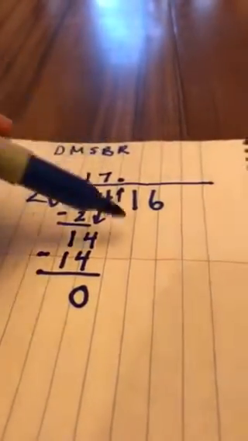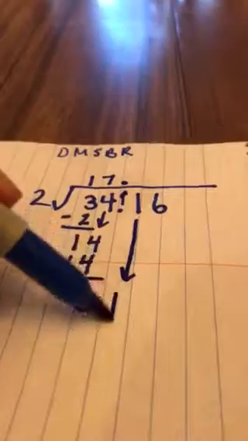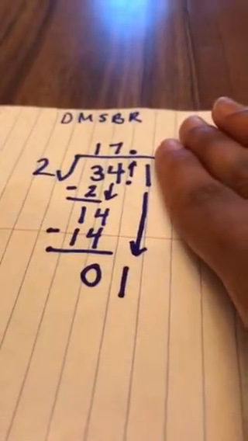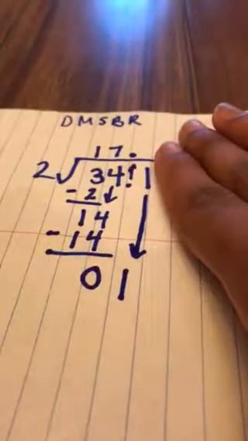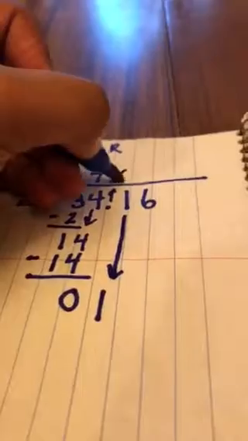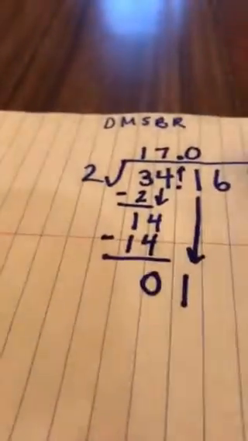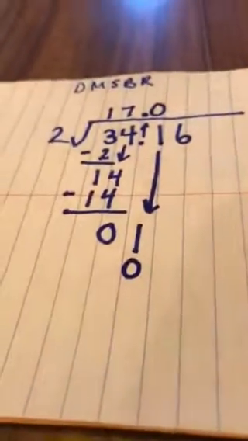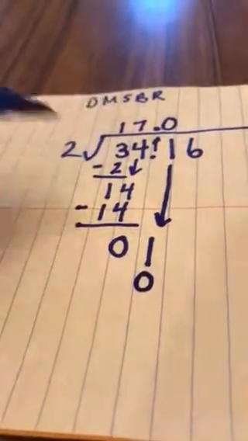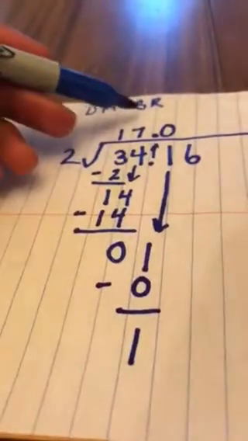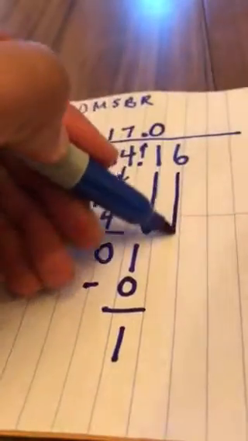But we're on the bring down step, so we're bringing down this 1. So, can 2 fit inside of 1? Well, not really. So we're going to place a 0 here. All right. Then we're on multiplication. So 0 times 2 is 0. And then the subtraction. So 1 minus 0 is 1. Then bring down. So we bring down the 6.